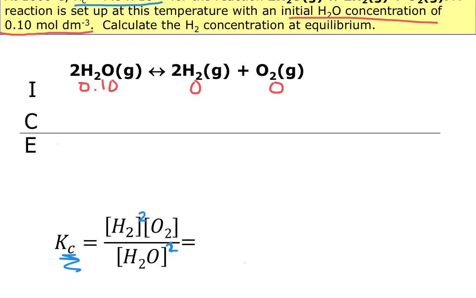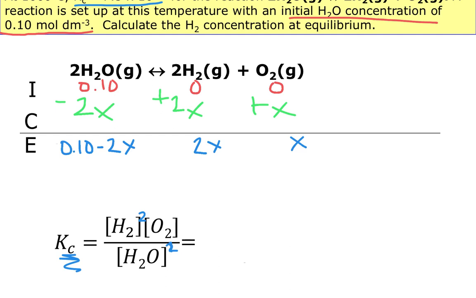Now we can do our change column, where we look at the relationship, letting that be x of the change, keeping in mind if we have a coefficient, for example the 2 on the water and the hydrogen gas, that would double the change, and the reactant will be decreasing by that much, and our products will be increasing by that much. So now we have our change column, minus 2x for the water, plus 2x for the hydrogen, and plus x for the oxygen. What we don't have is much about the equilibrium. So let's do what we did last time and just let it be a version of x. So if we add up each column, for the water we get 0.1 minus 2x, for the hydrogen it's just 2x, and for the oxygen it's just x.